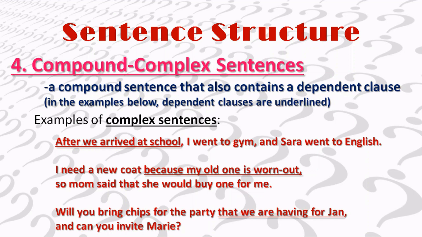The first example: after we arrived at school, I went to gym and Sarah went to English. So we have two independent clauses joined with a conjunction: I went to gym and Sarah went to English. But that is preceded by the dependent clause, after we arrived at school. You couldn't go up to someone and say, after we arrived at school, they would be waiting to hear what happened after you arrived at school.